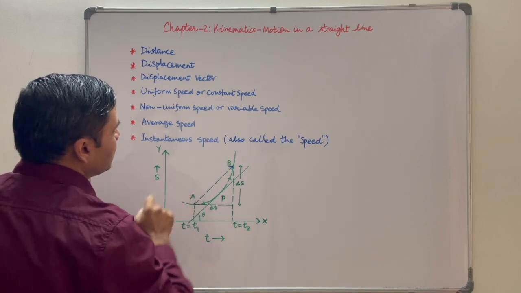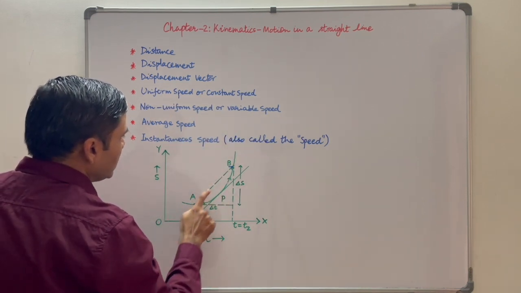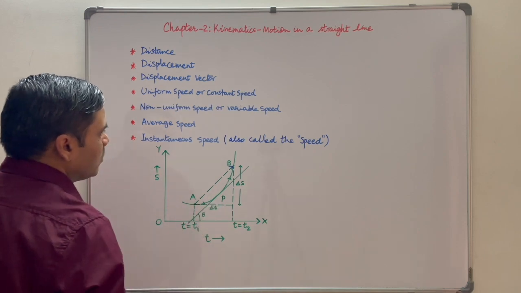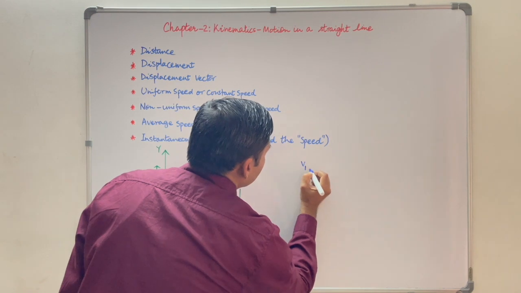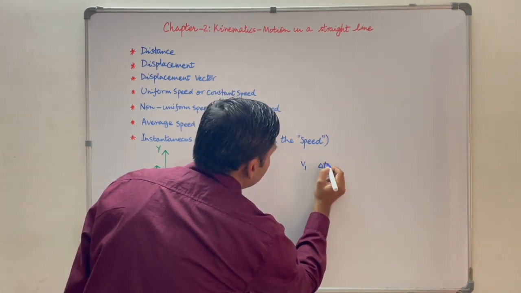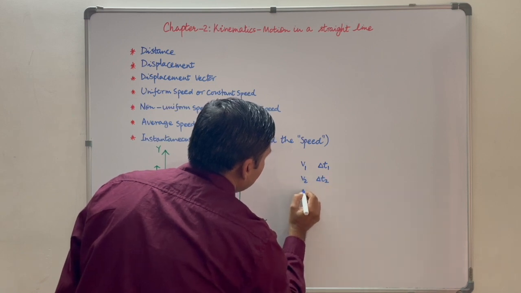Non-uniform speed or variable speed. It is possible that during the journey, the speed was changing. For example, suppose the speed was v1 for a duration of delta t1, v2 for a duration of delta t2, and so on.